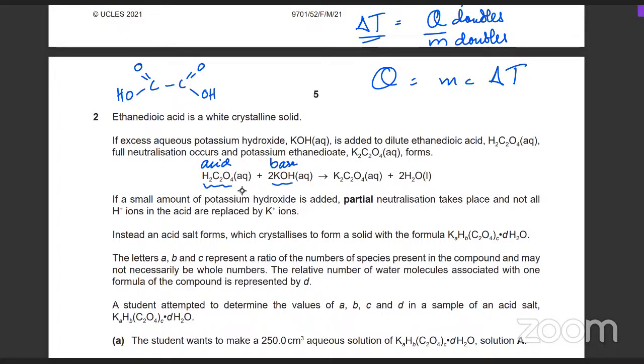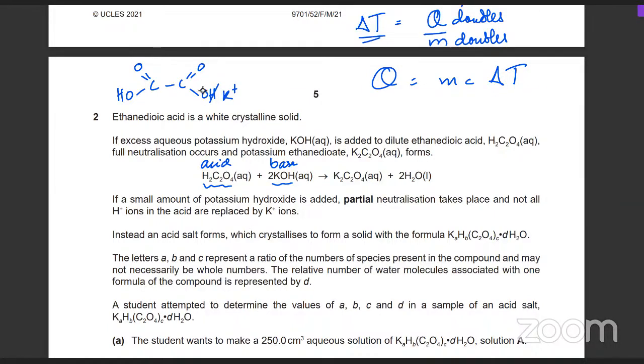Full neutralization is that both of the H+1 get neutralized and they form a salt with KOH. So K+1 comes and replaces the H+1. Partial neutralization is where both of them don't undergo neutralization. One of the H+1 is still intact, it is not neutralized. One of them is neutralized. So this is known as an acid salt.